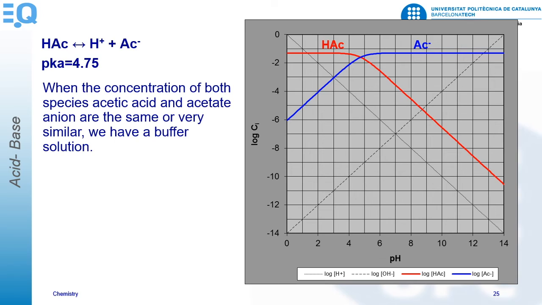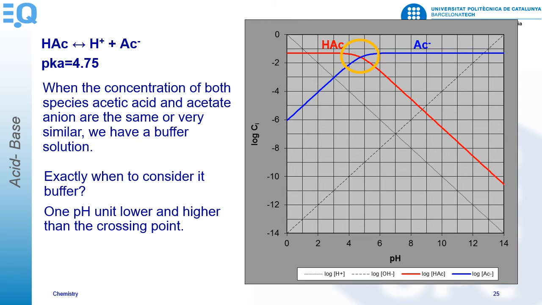Here we have the logarithmic diagram of acetic acid. This acid has a pK of 4.75. When the concentration of the two species in the equilibrium are the same or very similar, the system is a buffer solution. In this case, we have a buffer solution when the concentration of acetate anion is similar to the concentration of acetic acid. But how similar should the concentrations be to be a buffer solution? 1 unit of pH lower and 1 unit above the point of crossing of the two species, the point where the pH is equal to the pK.